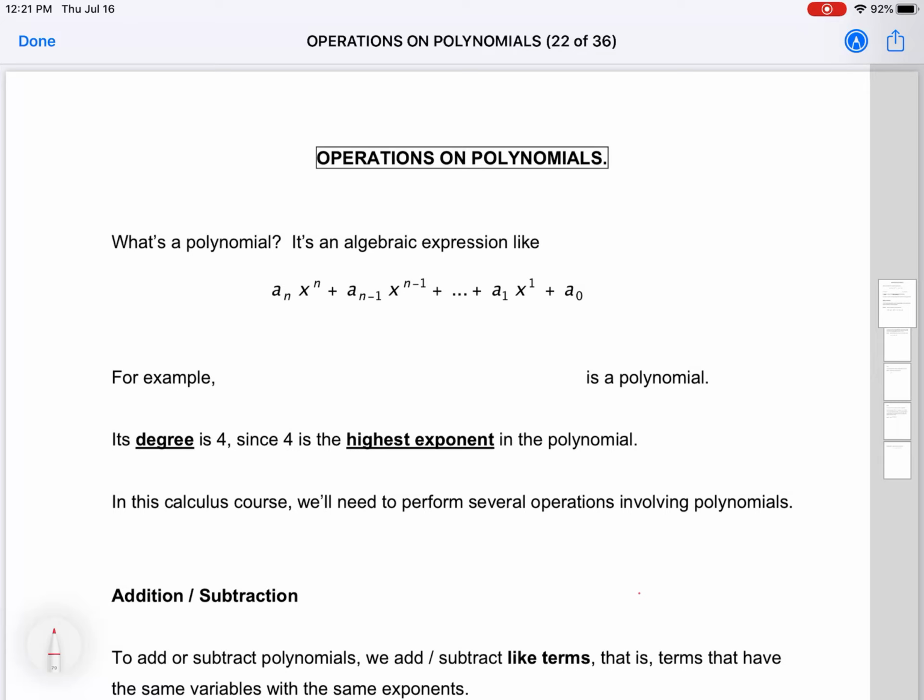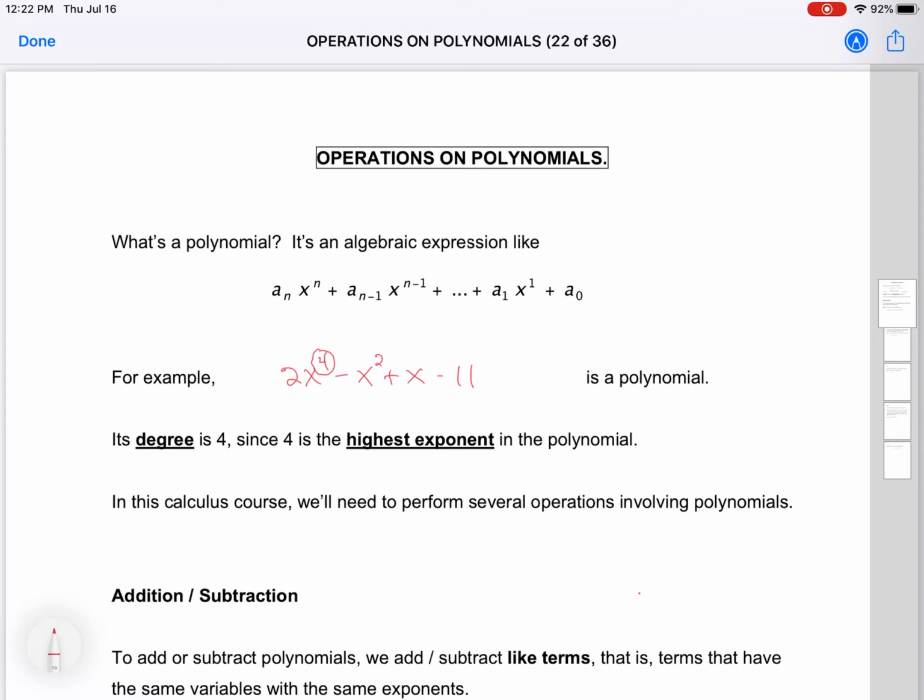So what's a polynomial? It's an expression like a_n times x to the power of n plus a_(n-1) times x to the n minus 1 power, and so on and so forth. In simple terms, something like 2x^4 minus x squared plus x minus 11, that is a polynomial. And this polynomial has a degree of 4 because 4 is the highest exponent in the expression. That's what we call the degree.